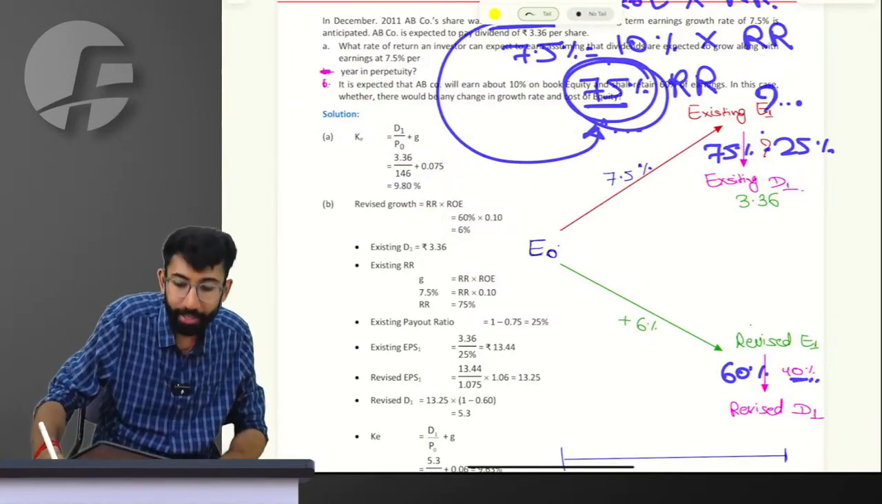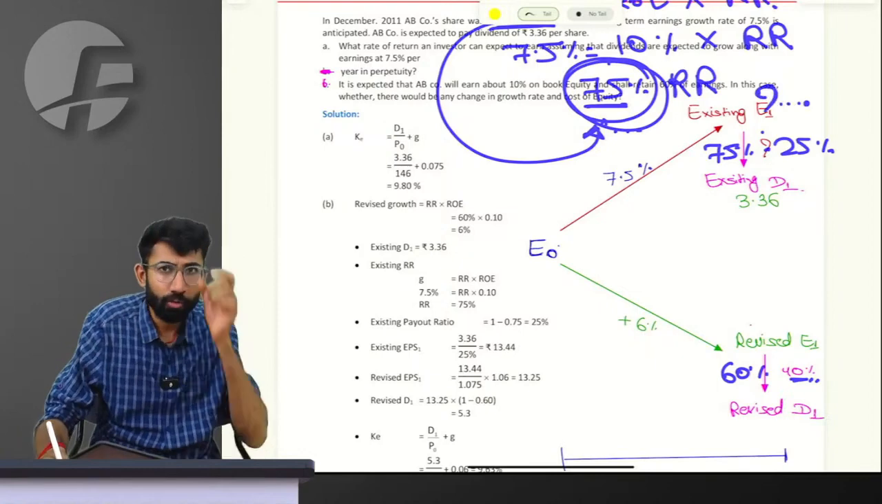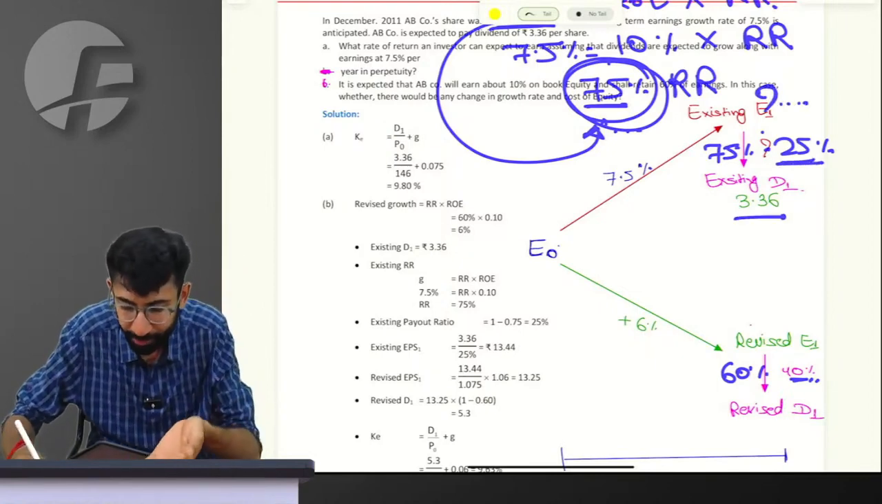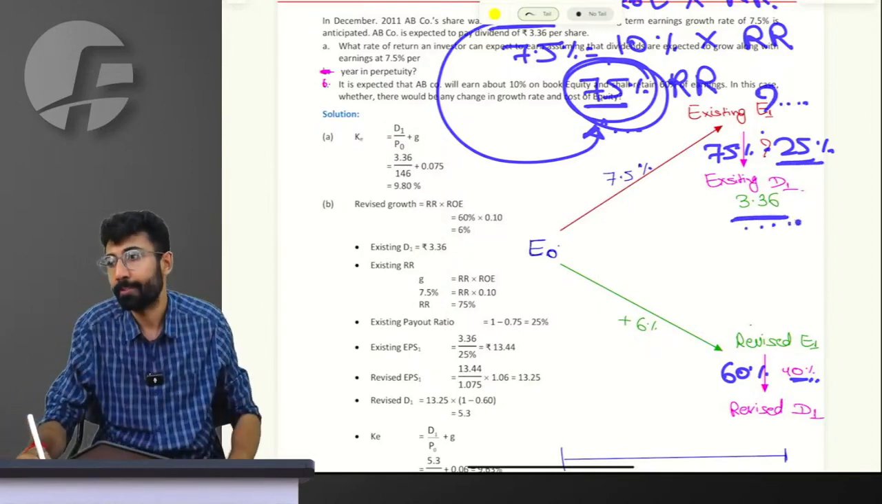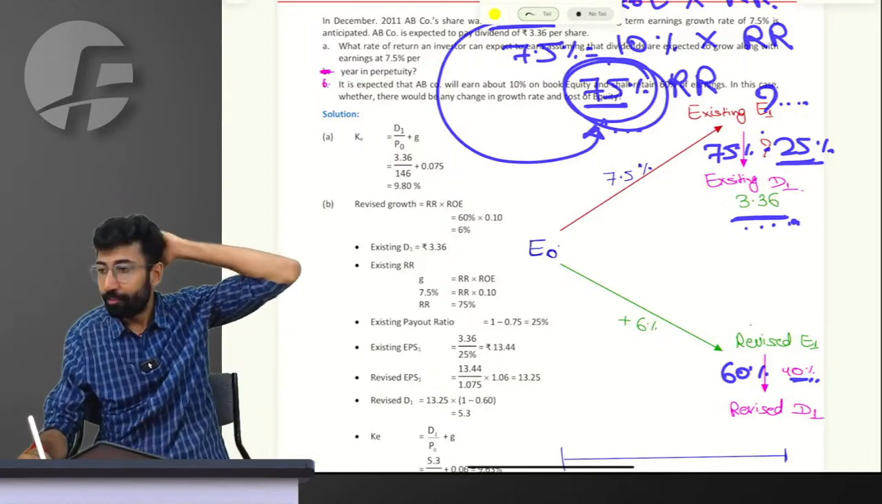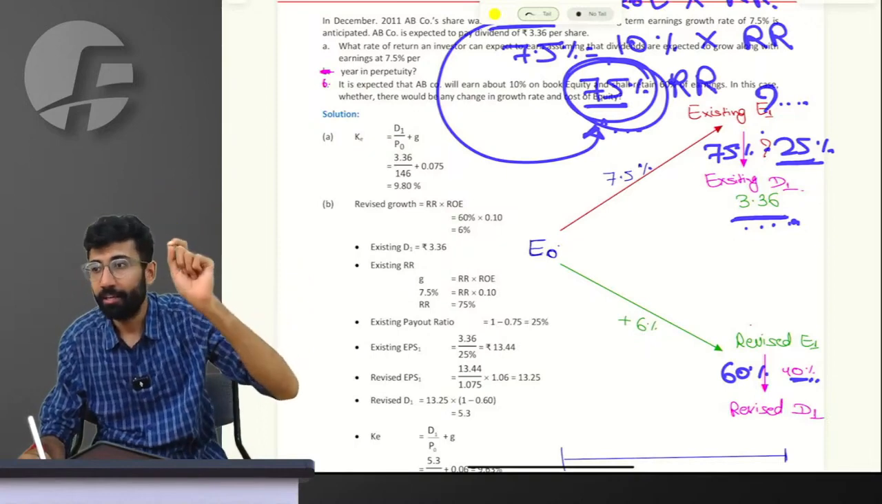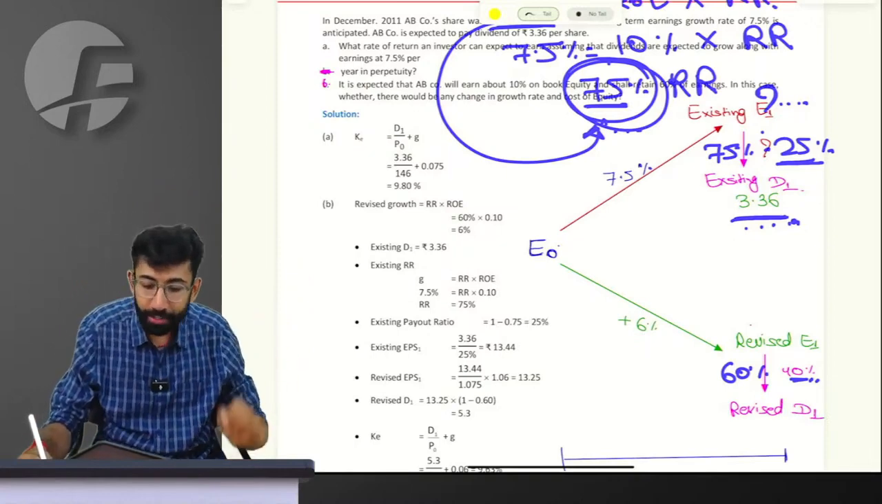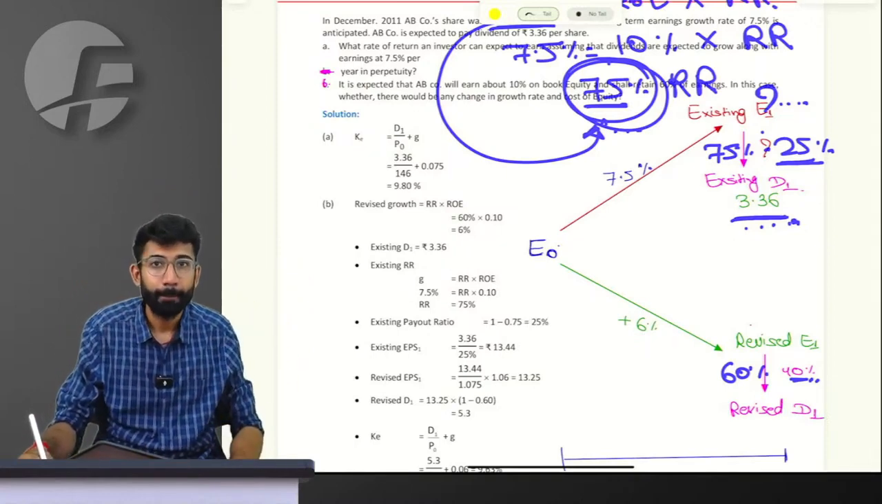Can I now back calculate the existing EPS? What would that EPS be? 25% of which is 3.36. Sahil, if you are able to think in this manner, it is highly appreciable. Could I literally explain this to everyone?